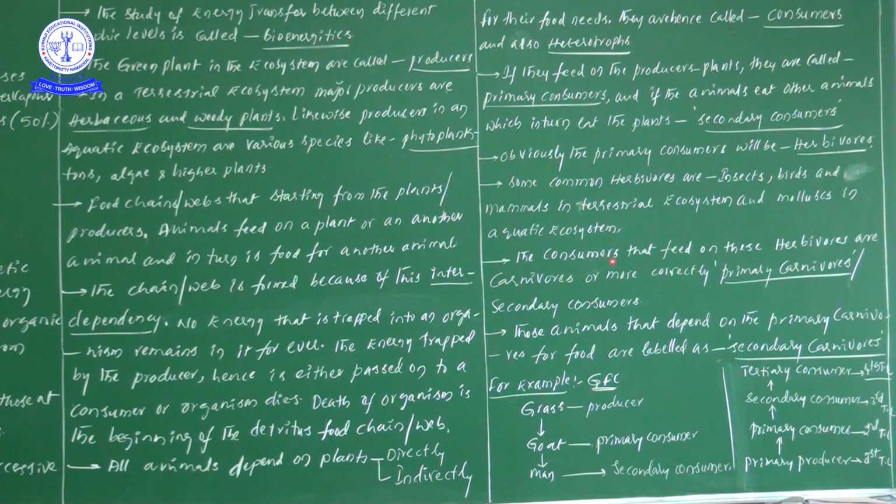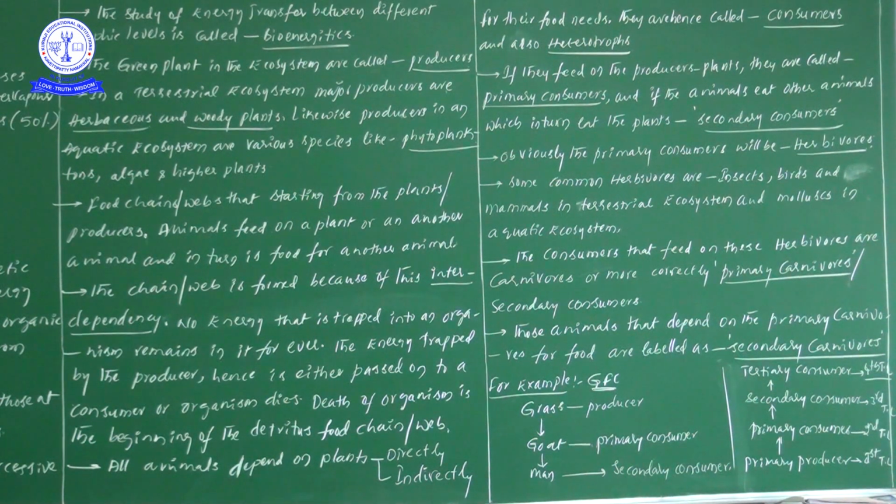So what is the point we are learning now? Which consumers feed on the herbivores? For example, the goat is eaten by the man. This particular man we can consider as a carnivore. Man is the best example of a carnivore. This one we will consider as a primary carnivore. Man in this example occupies the secondary consumer level.